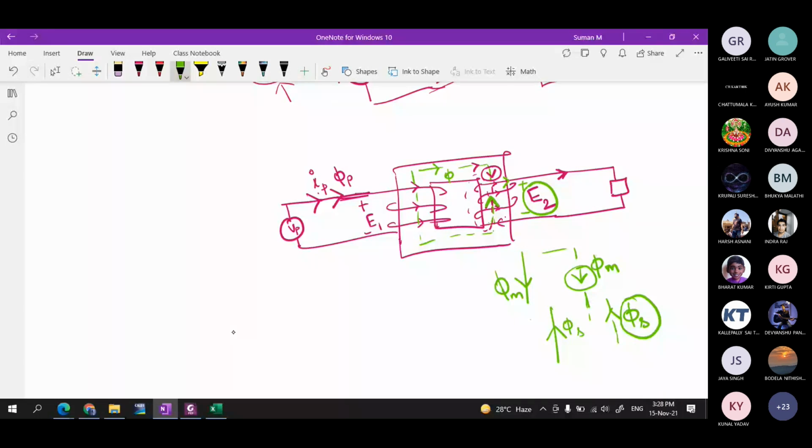Okay, so now we have seen two things. One is EMF induced of primary and EMF induced of secondary. If the circuit is closed, you are going to have a current. The EMF is induced in this direction in order to oppose the cause. Now let us discuss about the waveform.